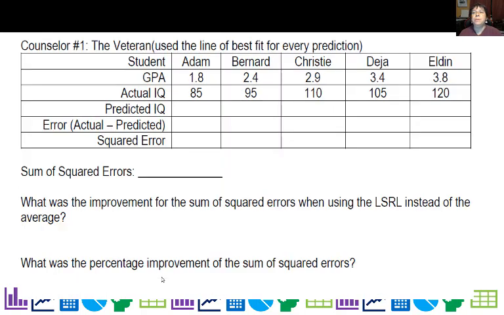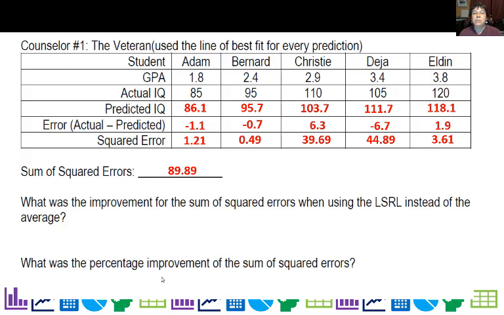Let's see how counselor number 2, it should say 2 there, the veteran, did. Here we have the GPAs, we don't need those, and we have the actual and predicted. When we subtract actual minus predicted, here are the residuals. And when we square them, this is what we get. So the sum of the squared errors here is less than 90, much lower than 730.